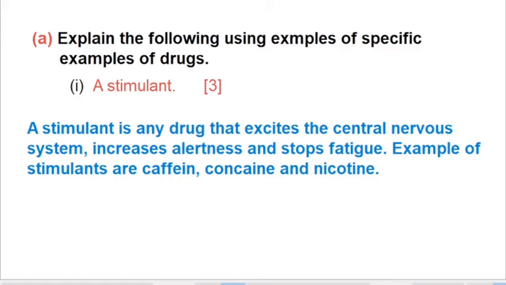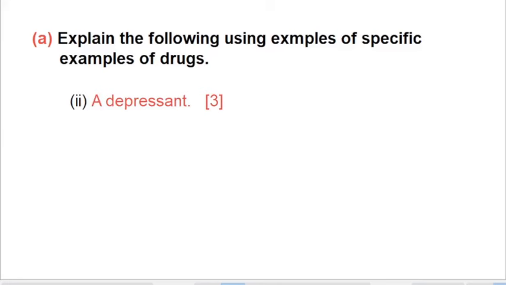So we now move on to question A2. They want us to explain what a depressant drug is. A depressant is any drug that reduces the activity of the central nervous system, or we can say a depressant drug is a drug that decreases the transmission of an impulse to the central nervous system. Examples of depressant drugs are alcohol and heroin.